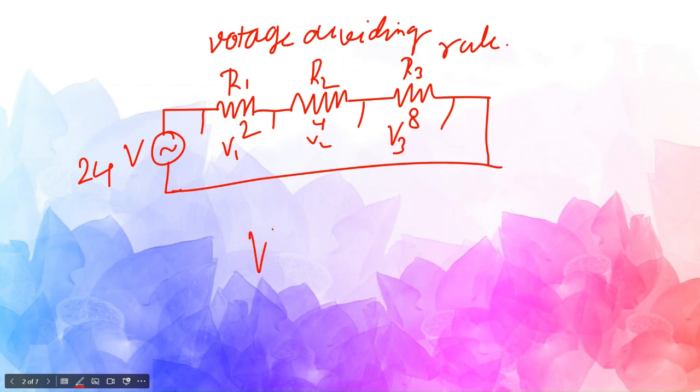So here the voltage V equal to V1 plus V2 plus V3, which means, since this is a series circuit, the current that will flow through the entire circuit is the same. Let us just consider it as I.